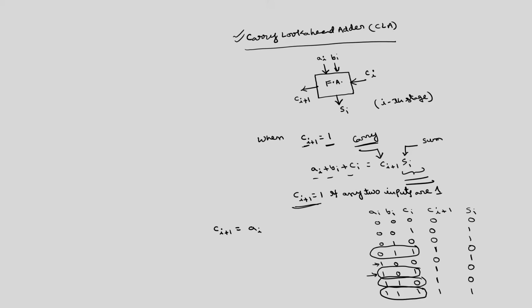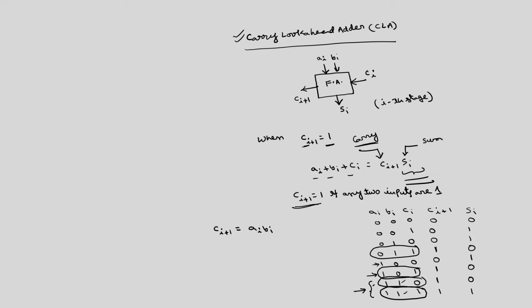I can write this Ai, Bi. So, if both are 1s, then only Ci plus 1 is 1. If any one of this input is 0, Ci plus 1 is 0. If I write only this condition Ai, Bi, this will cover these two combinations. These two combinations will be covered by simply Ai, Bi, because in these two combinations both Ai, Bi are 1.